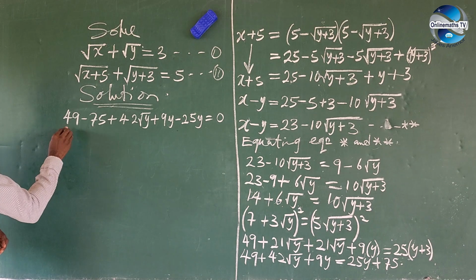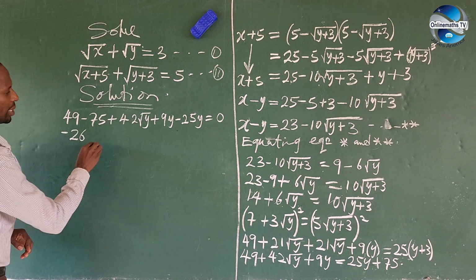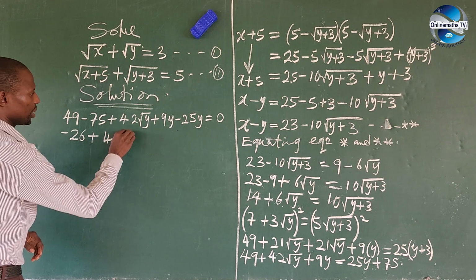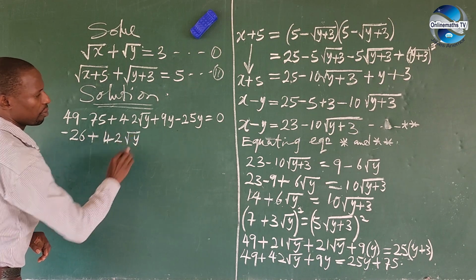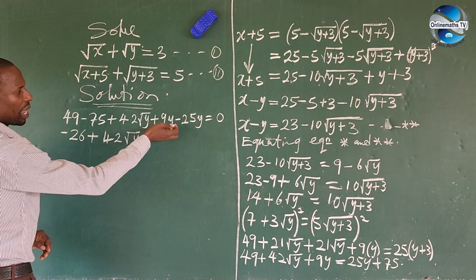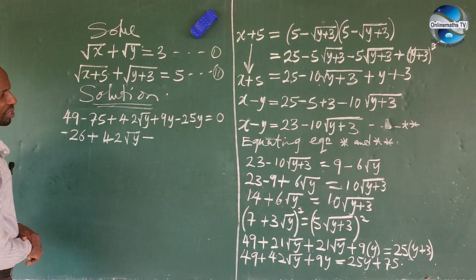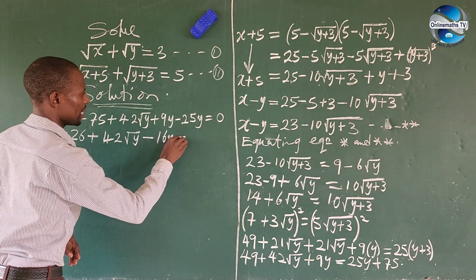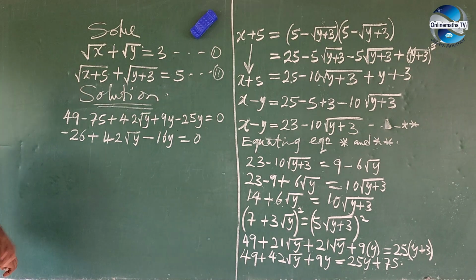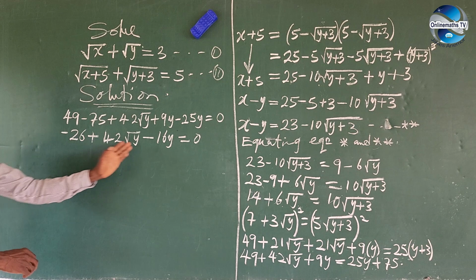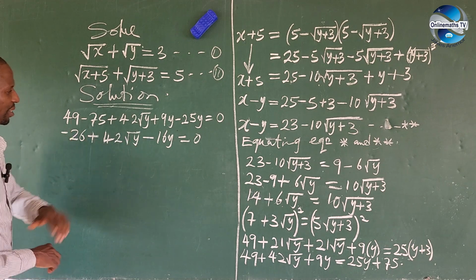So we have minus 26, then plus 42 into the square root of y. Then, yeah, 9y minus 25y will give us minus 16. So minus 16y equal to 0. At this point, you discover that 2 is common again. So I want to divide through by minus 2.